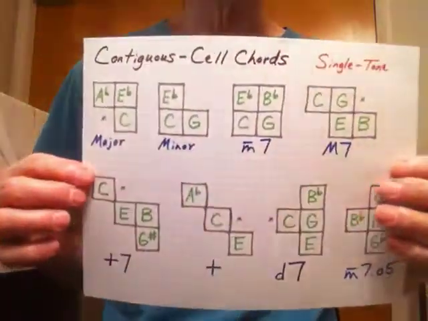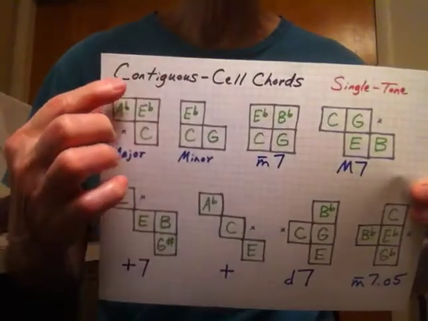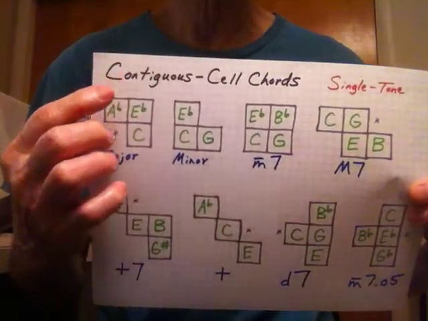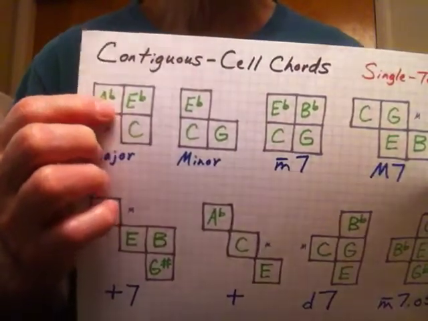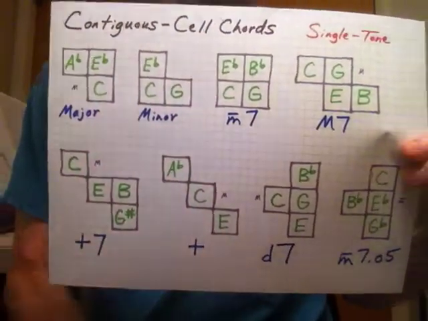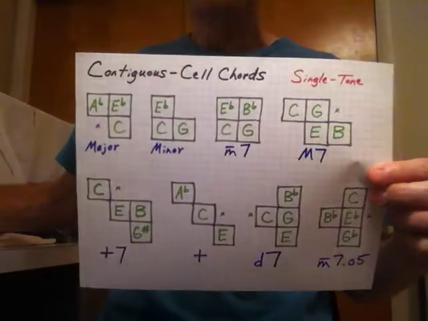And then I already talked about how contiguous cell chords can be formed. I did a video on that. Contiguous means they're touching. They're right beside each other. They could be touching on the side, they could be touching on the corner. It doesn't matter. They're touching. We talked about that. All right.